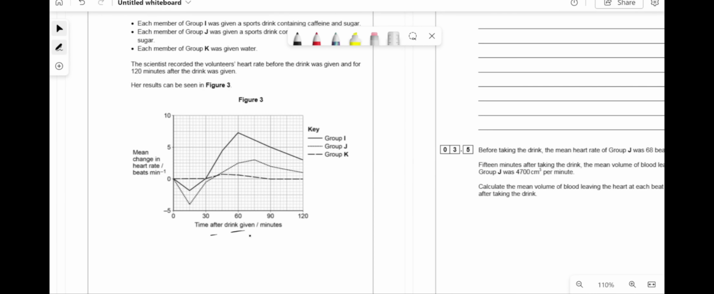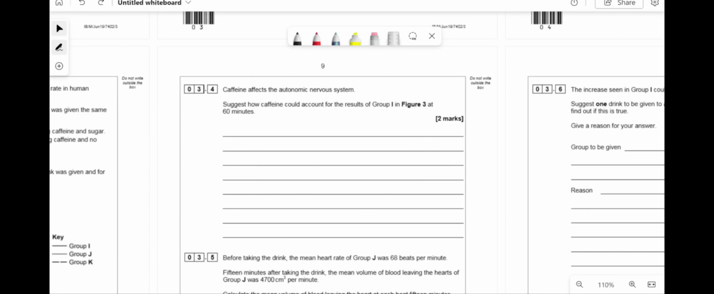And this is where we have the time after the drink was given. So group I is the straight line, group J is the dotted line, and group K is the dashed line. You can see in group K, the heart rate went up and then went back down. In group J, the heart rate dropped and then started climbing, and in group I, it dropped and started climbing as well. Caffeine affects the autonomic nervous system.